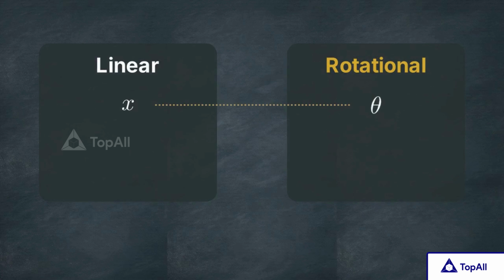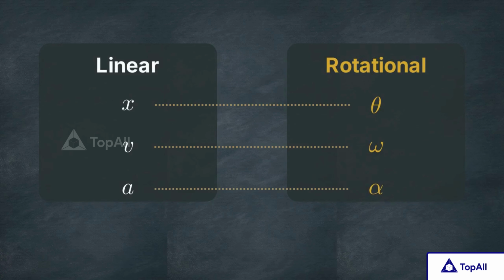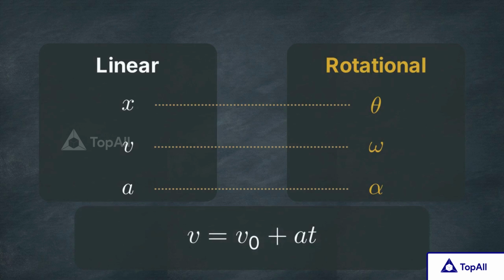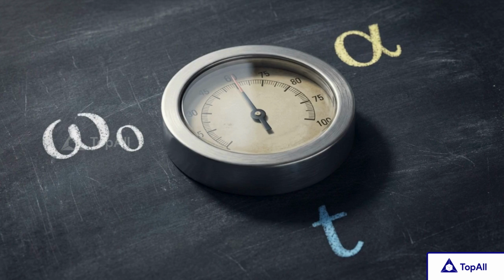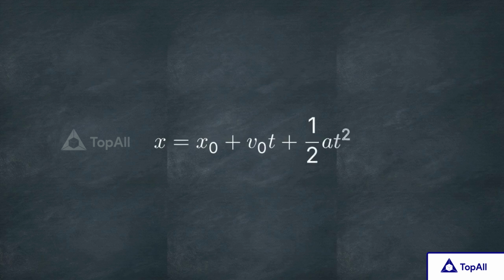Linear displacement becomes angular displacement. Linear velocity becomes angular velocity, and linear acceleration becomes angular acceleration. By swapping these variables, we translate our linear equations into a rotational framework. This first equation allows us to calculate the final angular velocity of a body if we know its starting speed and constant acceleration rate. We can do the same to find total angular displacement over time.